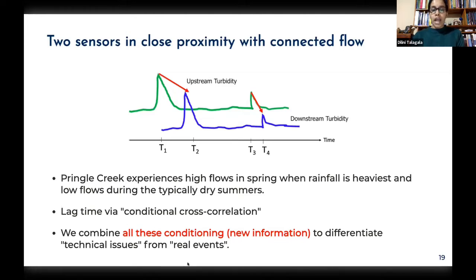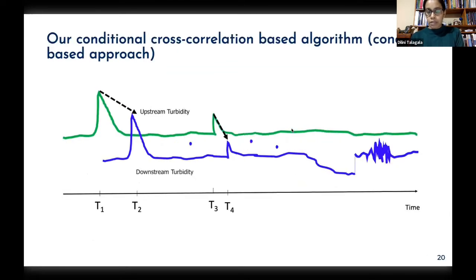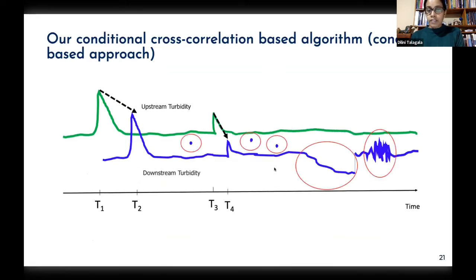Basically, using conditional cross-correlation, first we identified the lag time between the downstream turbidity and upstream turbidity, and then we use that information to predict the downstream turbidity. Let me elaborate a little bit further. For example, imagine you have two sensors, two streams. This green one is the upstream turbidity, and the blue one is the downstream turbidity. Now, I want to identify the outliers in my downstream turbidity.